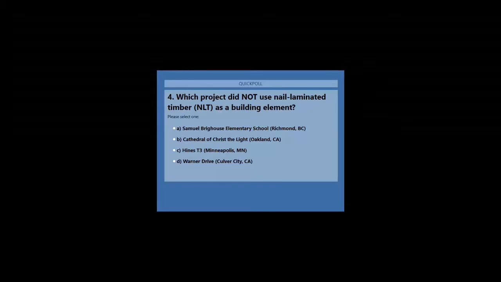Poll number 4. Which project did not use nail-laminated timber as a building element? A. Samuel Bright House Elementary School in Richmond, BC. B. Cathedral of Christ the Light in Oakland, California. C. Heinz T3 in Minneapolis, Minnesota, and D. Warner Drive, Culver City, California.